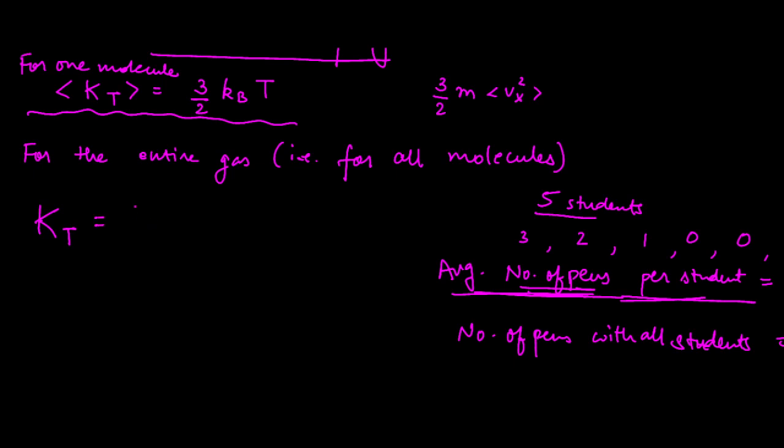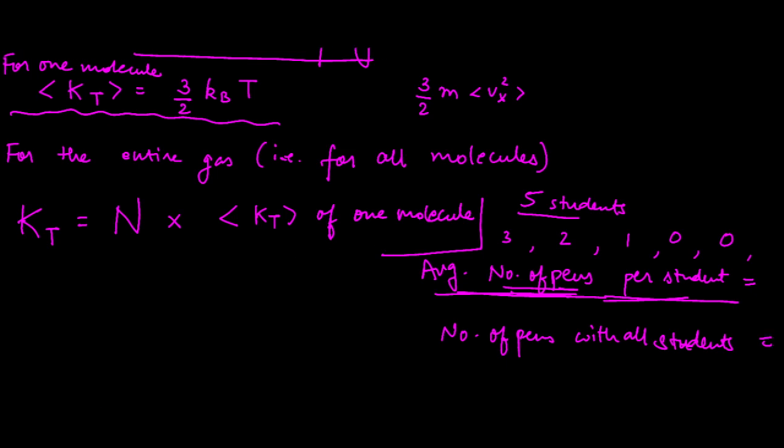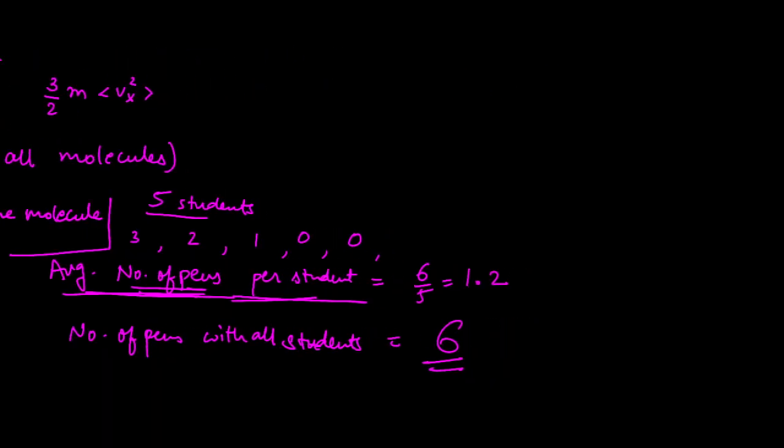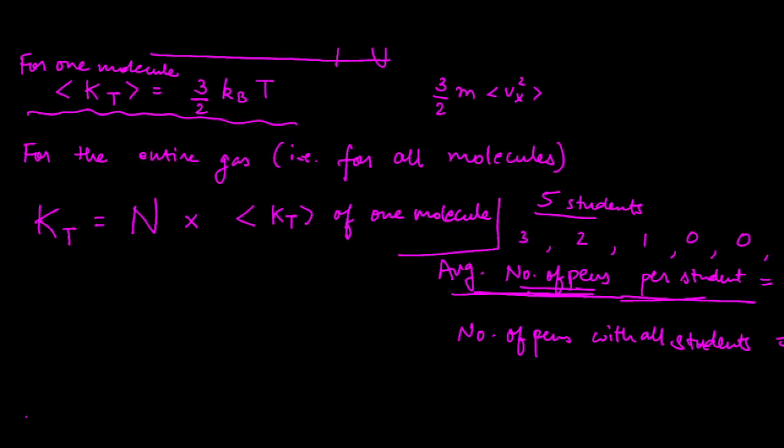The idea is simple. Number of molecules multiplied by the average translational kinetic energy of one molecule. Yes or no? Is this clear? See, you can see that here also. આ 1.2 આવ્યું હતું, ઇન્ટુ પાછું 5 કરો તો 6 આવી જાય ને. That's what we have done. If I multiply it with number of students, the same thing I'm doing here.